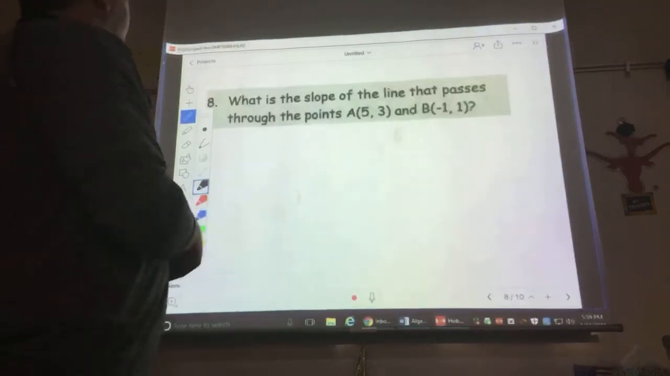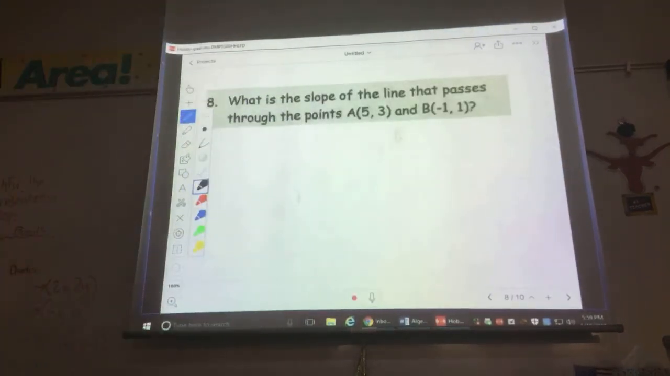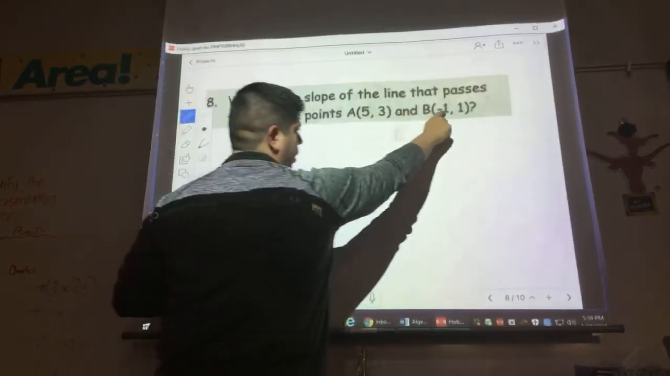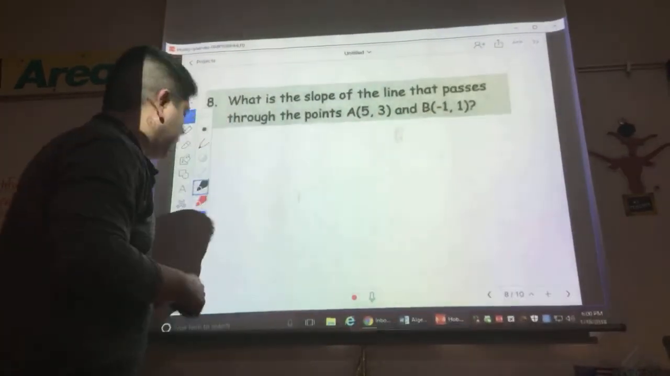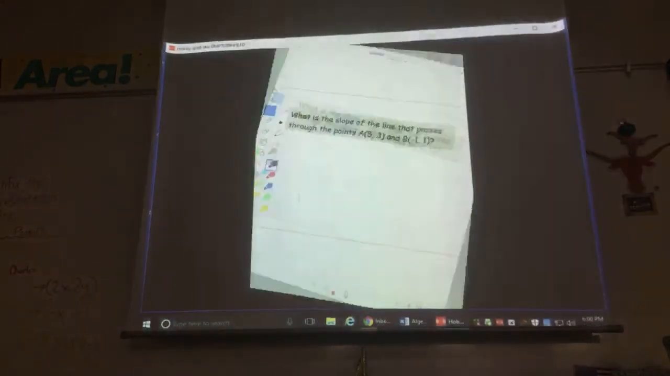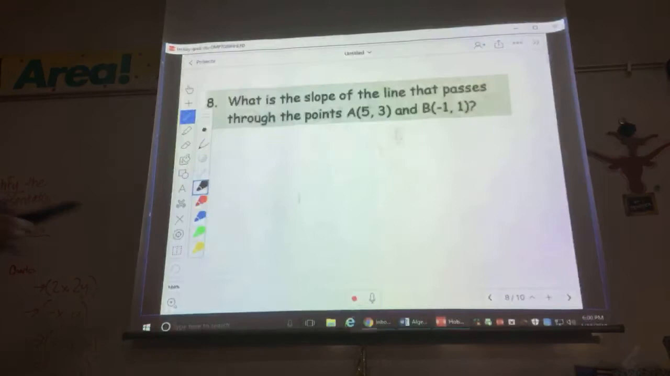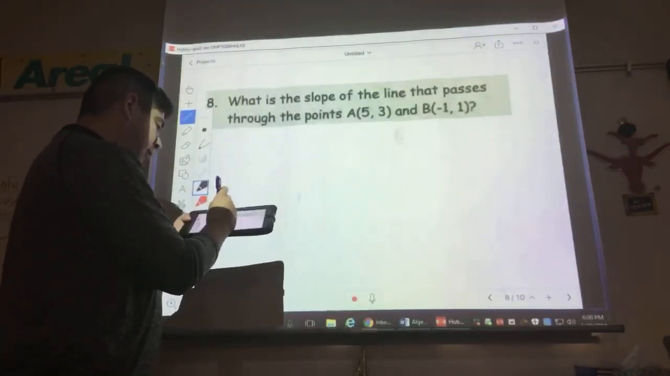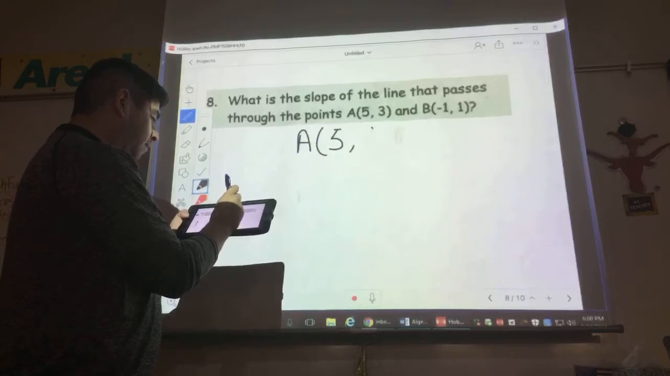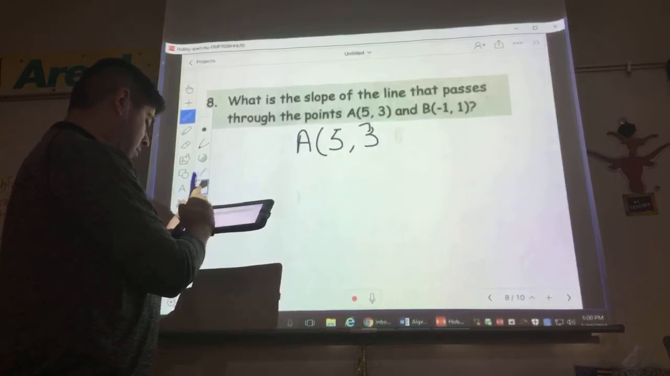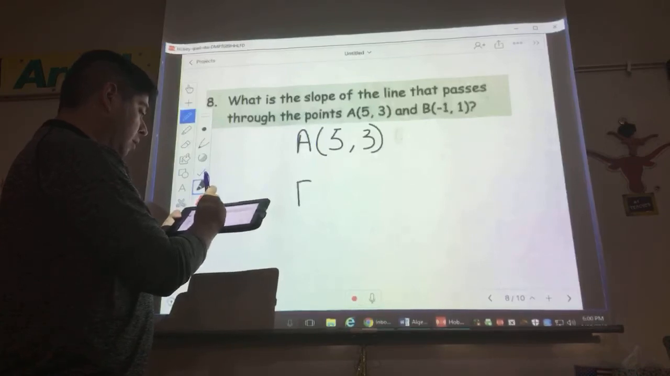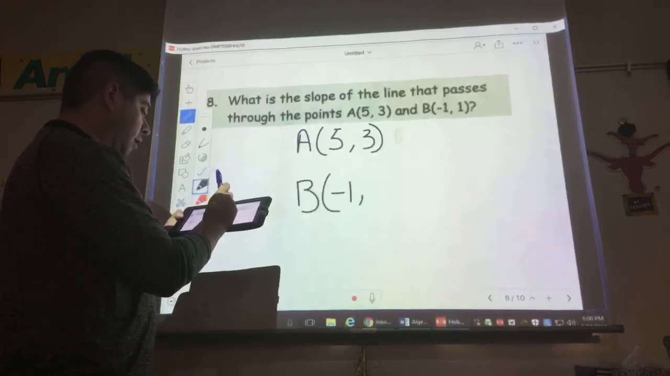Here's number 8. What is the slope of the line that passes through the points A (5, 3) and B (-1, 1)? It's been a while since we've done one like this. So I'm going to write these points: A (5, 3), and then B (-1, 1).